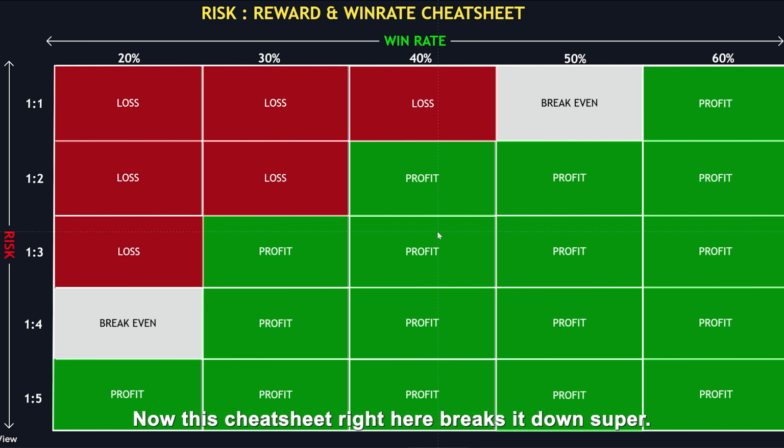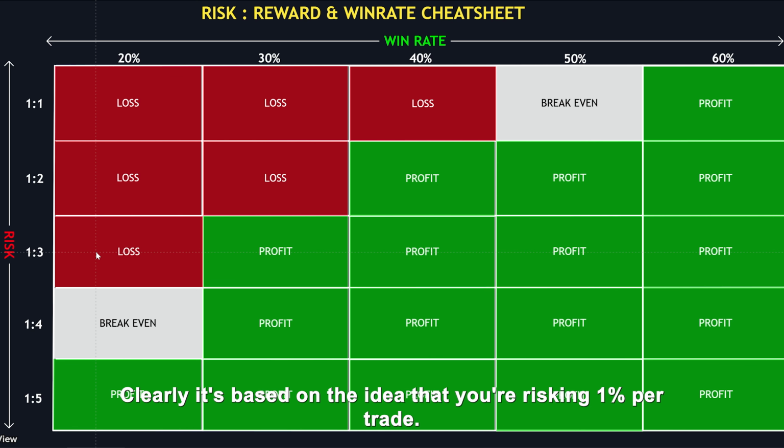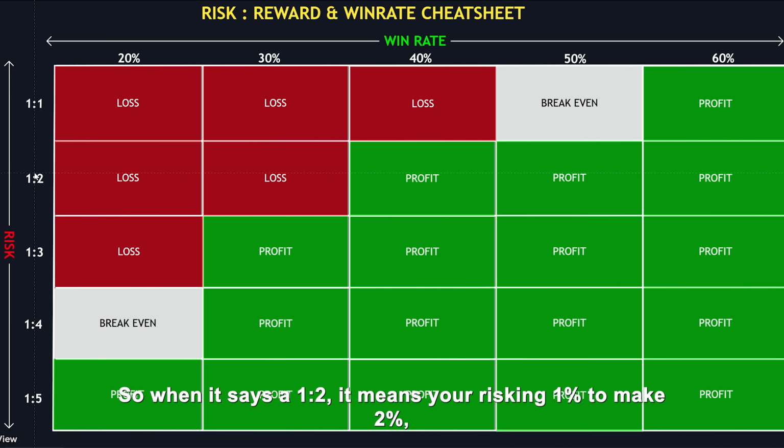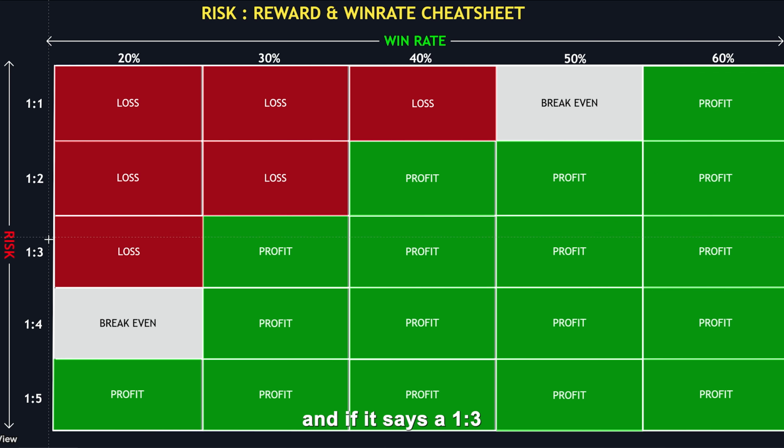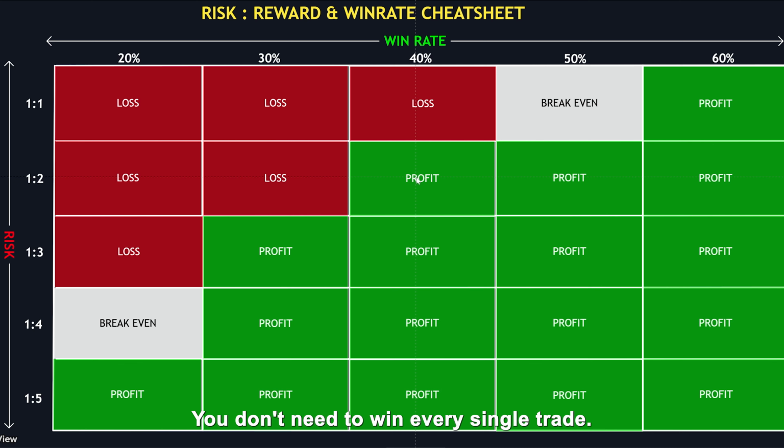Now, this cheat sheet right here breaks it down super clearly. It's based on the idea that you're risking 1% per trade. So when it says a 1-to-2, it means you're risking 1% to make 2%. And if it says a 1-to-3, that means you're risking 1% to make 3%. So triple the amount you actually risked. If you look at this cheat sheet, you'll even see with even a 40% win rate and you're going for 1-to-2 risk to rewards, you're even profitable. You don't need to win every single trade, and that's what makes this game powerful.